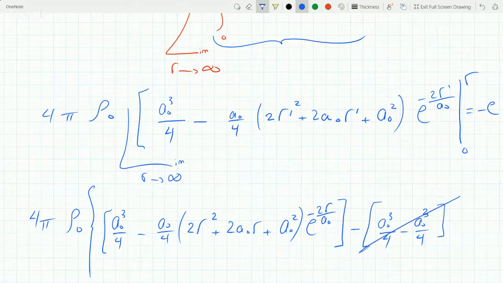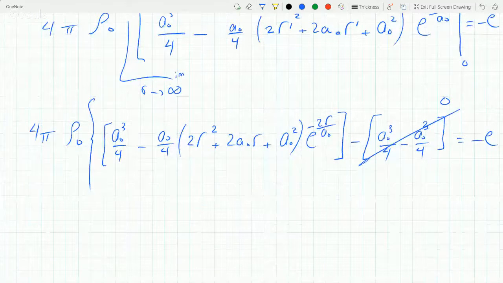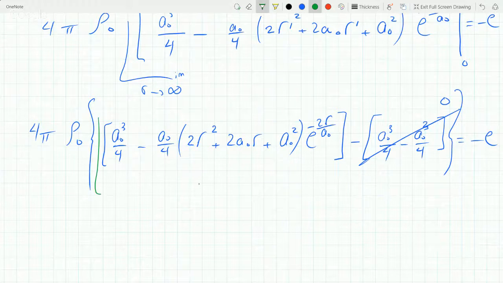So basically this term goes away to 0. The whole thing is 0. Now equals minus e. Okay, and we're gonna take the limit. So let me close this here. And so we're gonna take the limit of this guy as r goes to infinity.